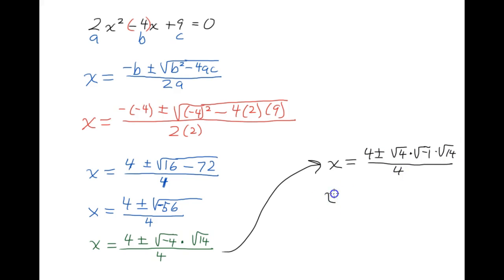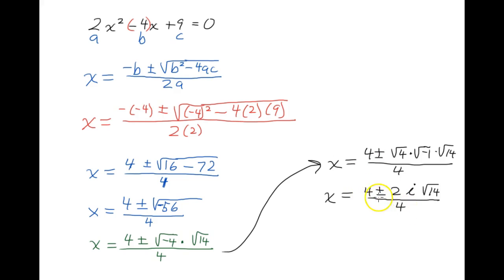So let's take another step there. X equals 4 plus or minus the square root of 4 is 2. The square root of negative 1 is i. There's our imaginary number. And the square root of 14 cannot be simplified anymore, so I'll just leave that there. That's all over 4. Now what we're going to do is cancel out, or simplify.